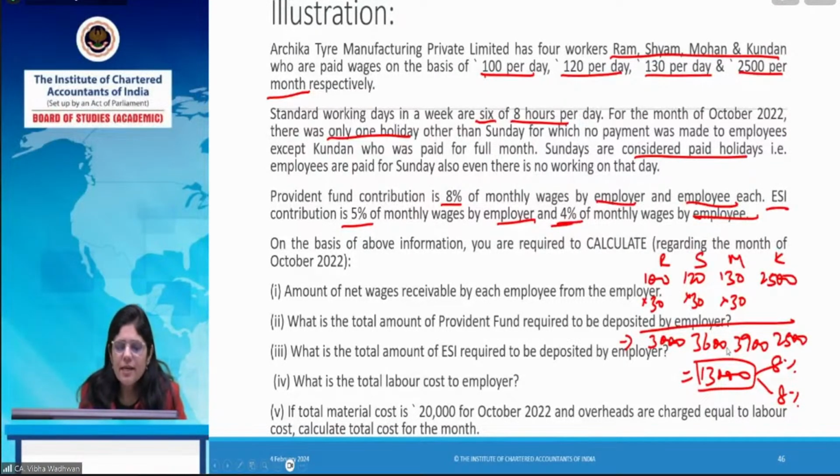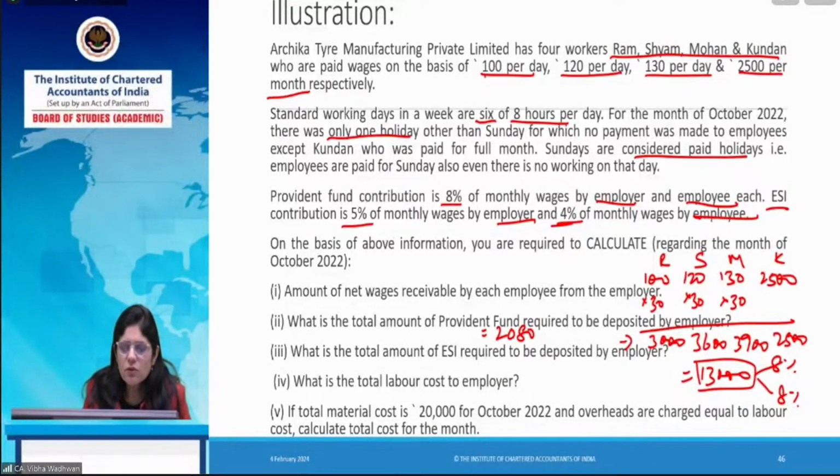So second is provident fund required. So 8% on 13,000 for employer and 8% for the employee. So what is the total contribution? 16%, actually it will be. So it should be 2080. Provident fund contribution total will be 2080, 8% of employer and 8% of employee.